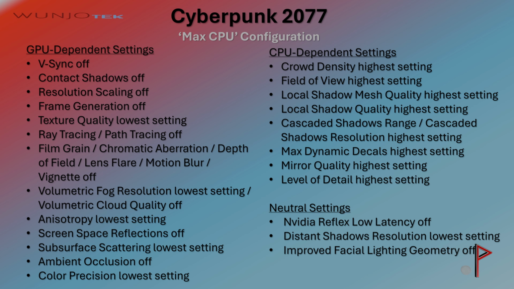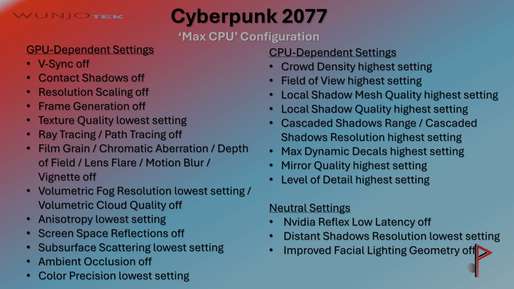Local shadow mesh, this is the CPU determining which objects can cast shadows and culling the ones that aren't in the picture. Local shadow quality increases the complexity of shadow maps, which increases draw calls. Cascaded shadows range, cascaded shadows resolution. Larger shadow distance means more objects are included in the shading pass, which means the CPU has more decisions to make. Max dynamic decals. Decals are cracks in pavement, puddles, blood splatter, bullet holes.